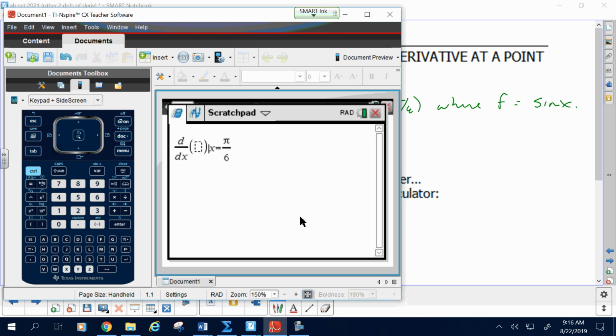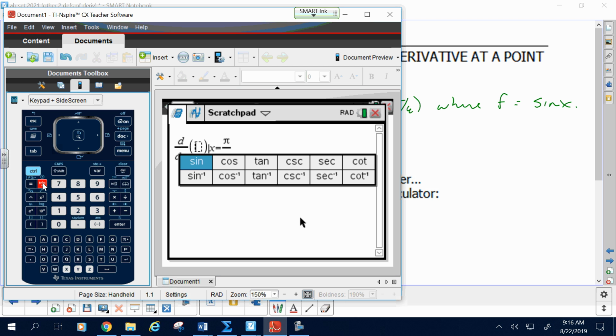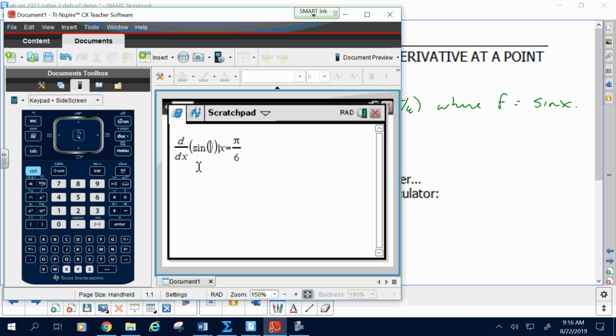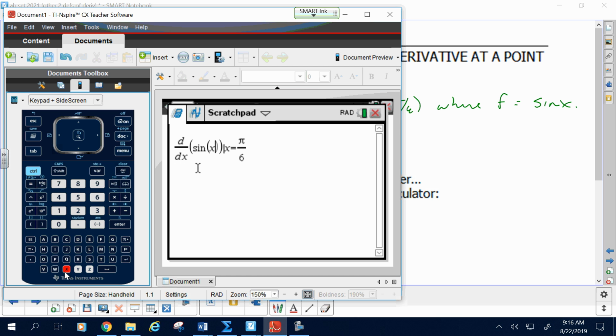When it does that, then, it gives you this notation. It's a little cumbersome, but it basically says the derivative with respect to x of what function. Now, here you need to tell the function. You want to say, I want the derivative of sine of x at x equal pi over 6. Hit enter, and there it is, the square root of 3 over 2, or actually 0.866.